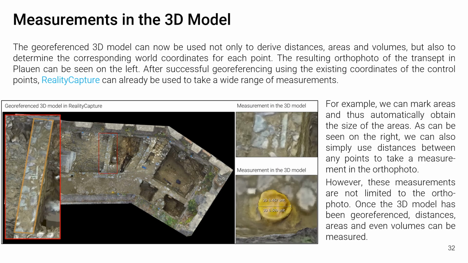After successful georeferencing using the existing coordinates of the control points, Reality Capture can already be used to take a wide range of measurements. For example, we can mark areas and thus automatically obtain the size of the areas. As can be seen on the right, we can also simply use distances between any points to take a measurement in the orthophoto. However, these measurements are not limited to the orthophoto. Once the 3D model has been georeferenced, distances, areas, and even volumes can be measured.